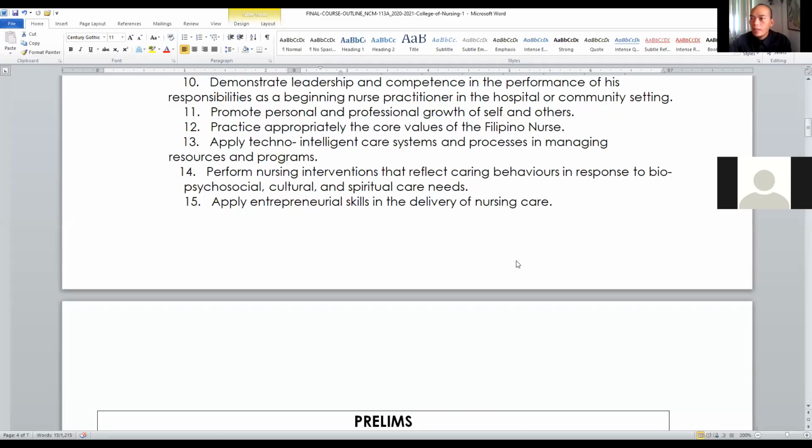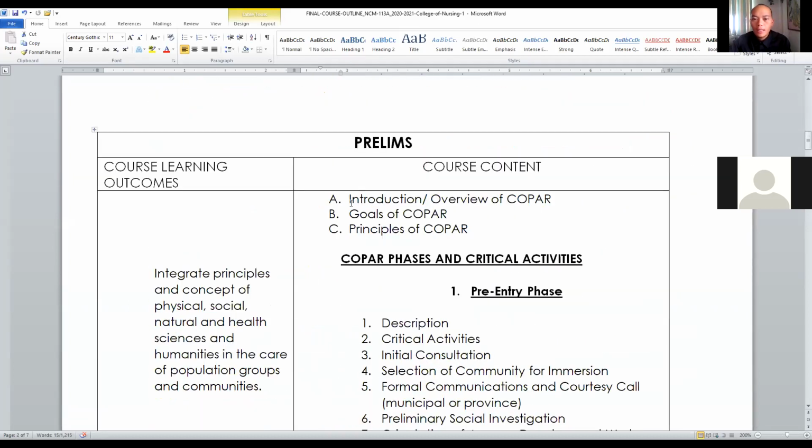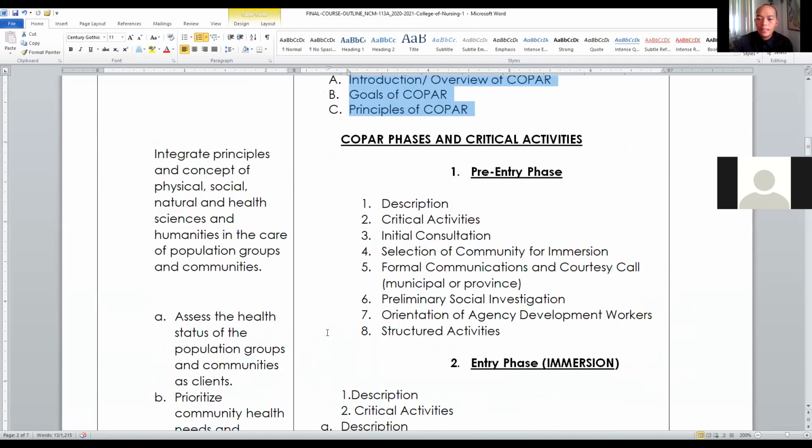Okay, for our first day of lecture of COPAR, actually for the second day, ito muna yung i-achieve natin na goals for today. Tomorrow, we are going to focus on the pre-entry phase, and probably touch already on the immersion. Kasi yung pre-entry phase natin is just an introduction of how we choose the community. But we will probably start tomorrow also on the immersion phase. Okay, so this is how we are going to go through our 113. So broken into groups. This will be probably your group already until your fourth year.